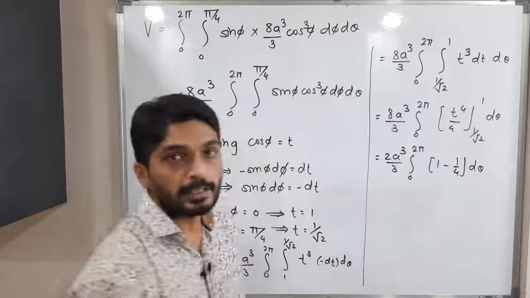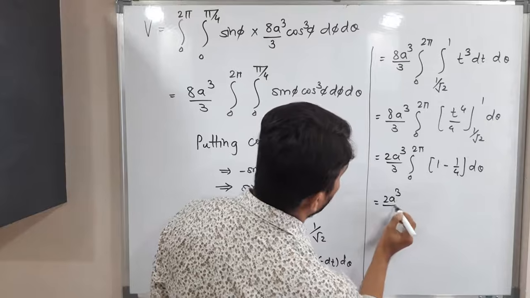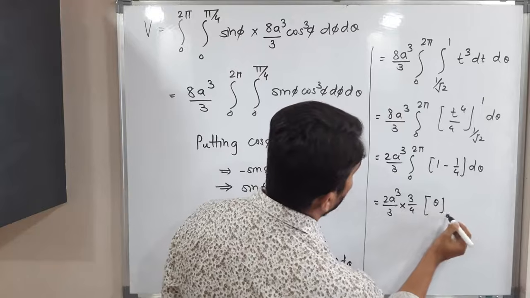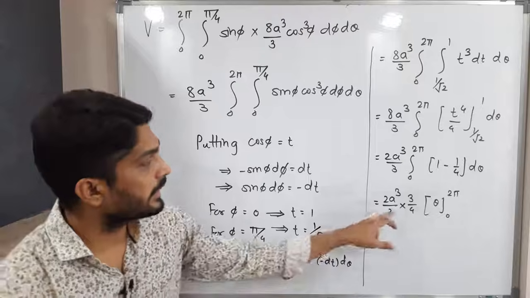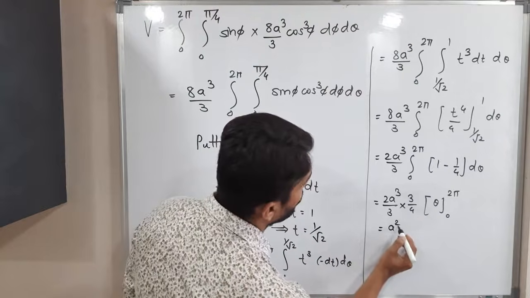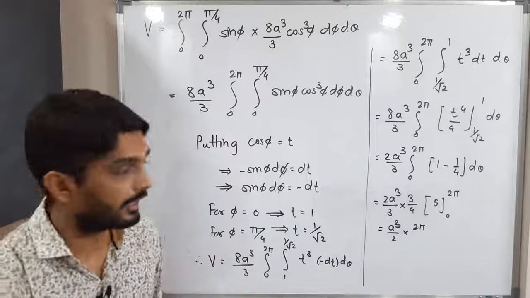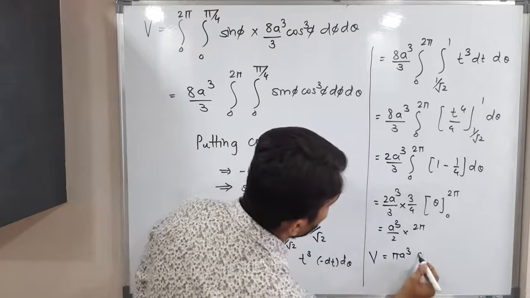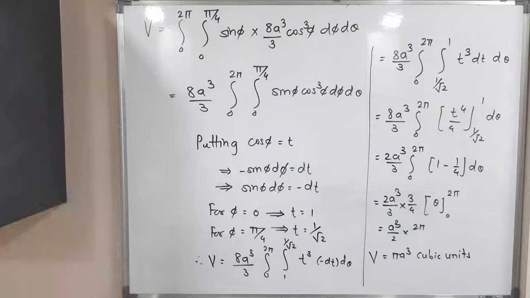So here we can cross multiply. 1 minus 1 by 4 is 3 by 4. Let me take it outside. 2a cube by 3 into 3 by 4. The integration of d theta is theta with limit 0 to 2 pi. What can we do now? Definitely we can cancel 3, and definitely we can cancel 2. So a cube by 2 we have, into the upper limit 2 pi minus the lower limit 0, and we can cancel 2 again. So pi a cube is the volume. This is a volume, so I should mention cubic units. So this is the required answer. Make a screenshot of it and then we will stop. Thank you. Bye bye.